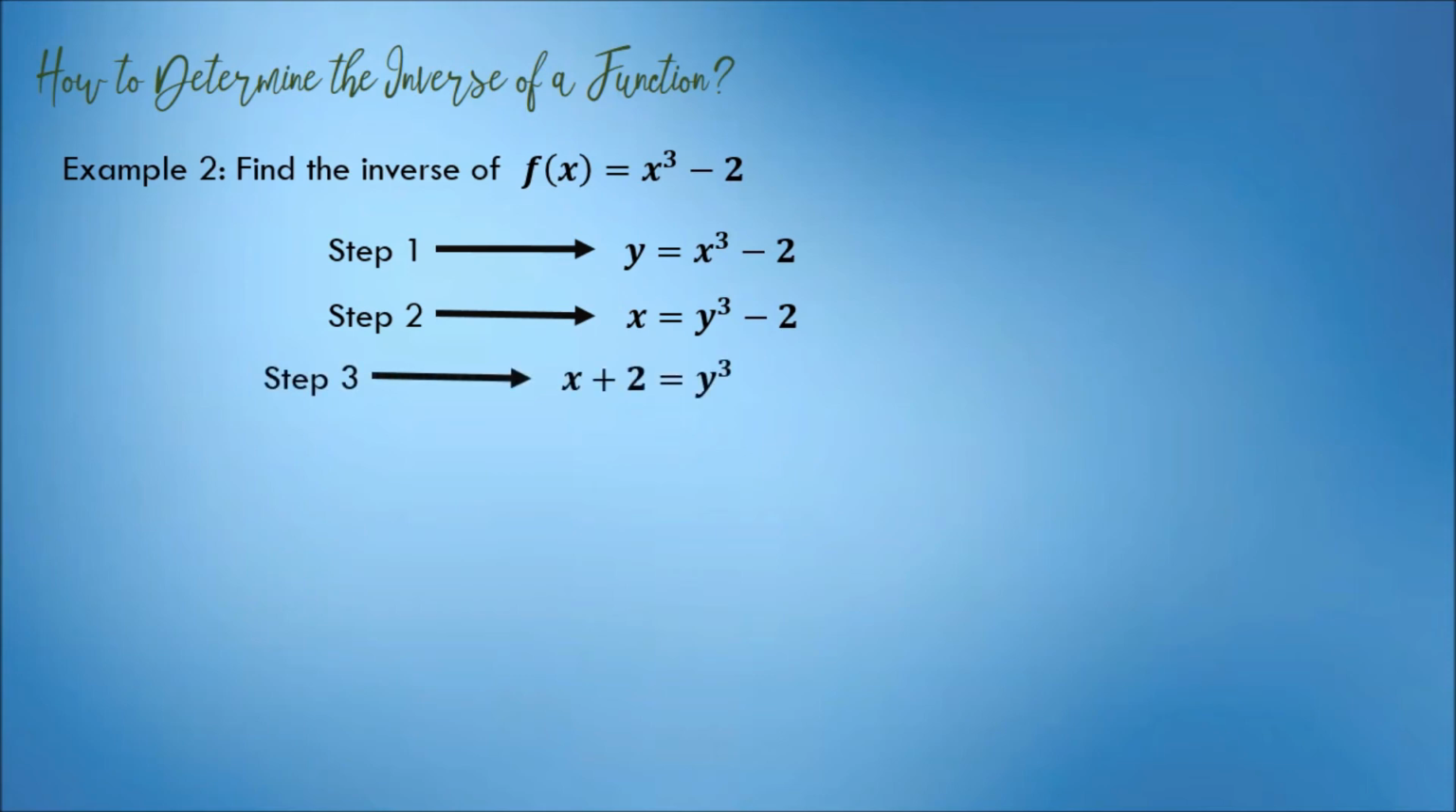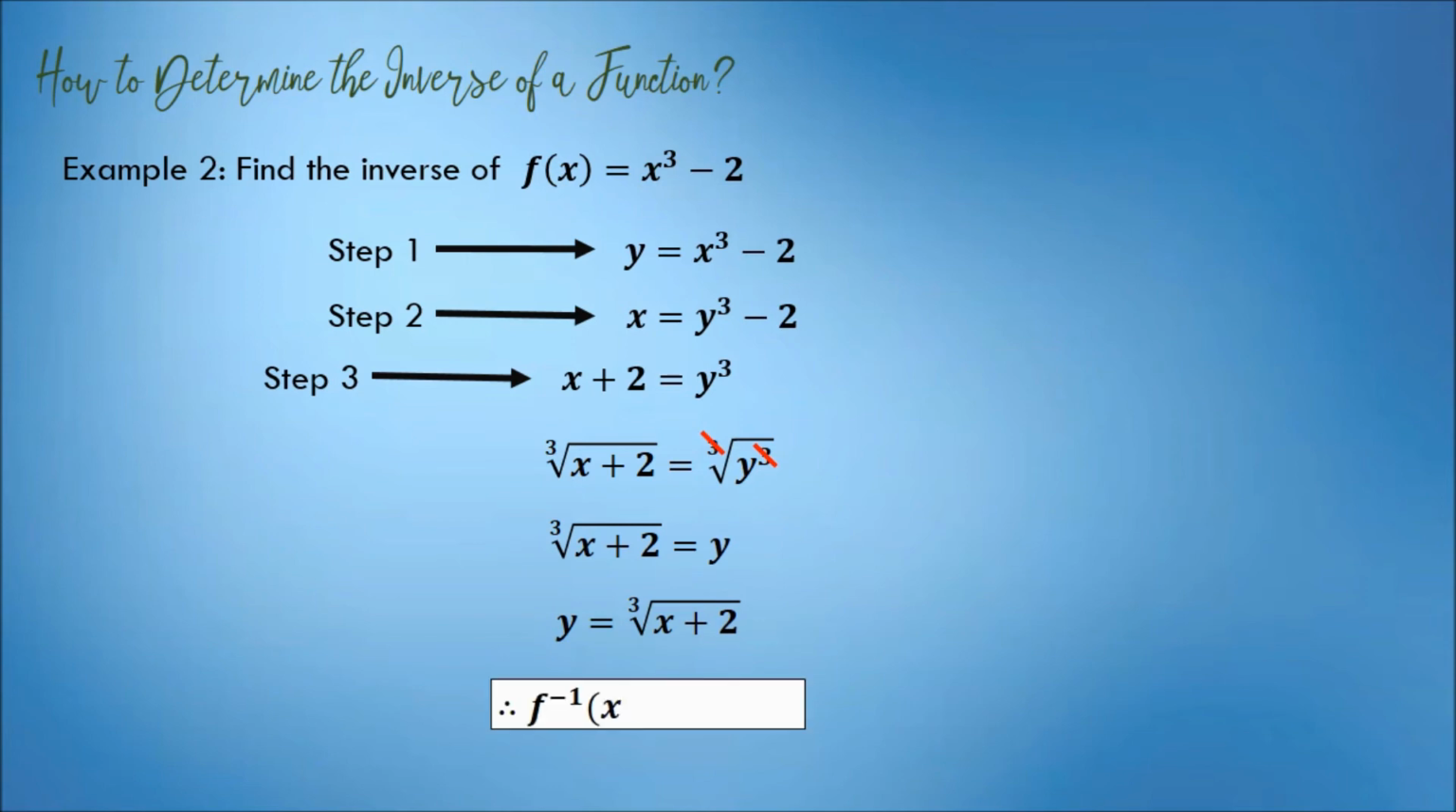Step number 3. Solve for y in terms of x. Transpose negative 2 to the left, so we can isolate y cubed. It will become x plus 2 is equal to y cubed. Then, take the cube root of both sides of the equation. The result is y is equal to cube root of x plus 2. Therefore, this is the inverse of the given function. F raised to negative 1 of x is equal to cube root of x plus 2.